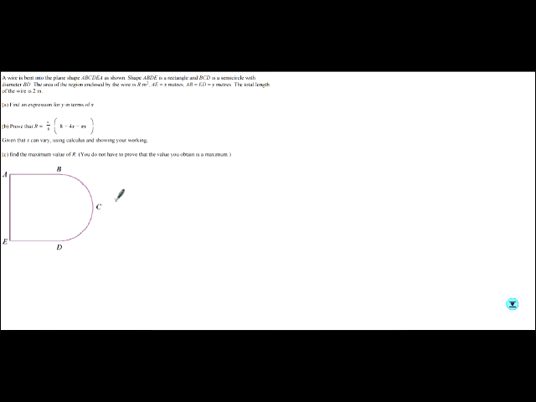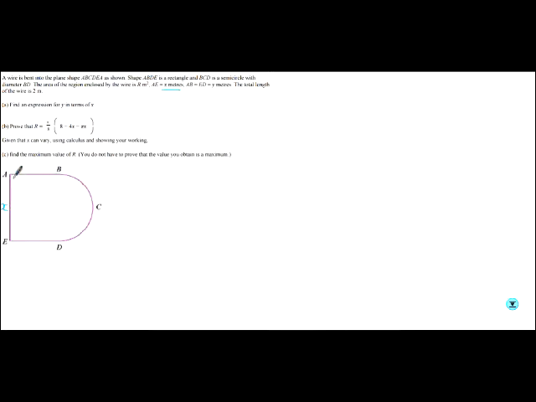Hi there guys, and welcome to question 5. In part A we have to find an expression for y in terms of x for this bit of wire. Now it's important to read the text because there's information that they haven't put on the drawing. So A to E is x, so let's pop that on.